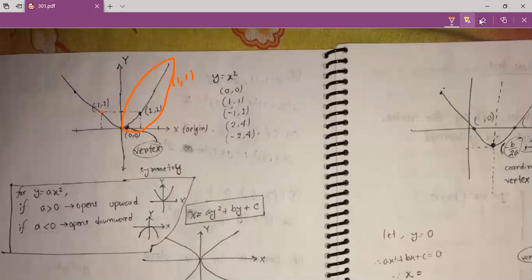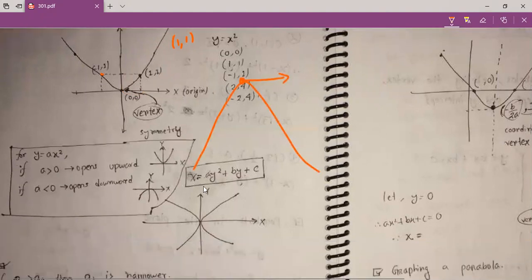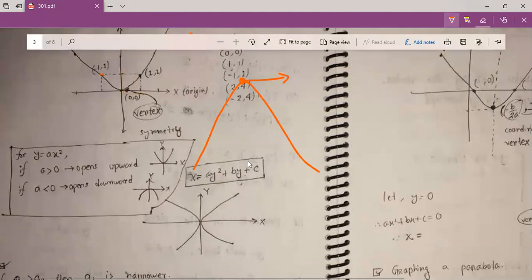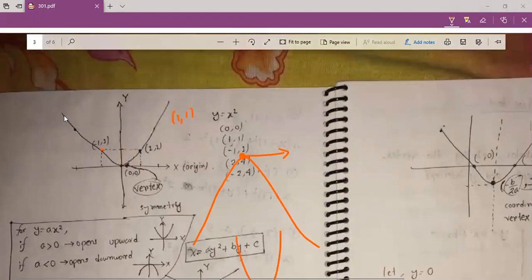So what is a vertex? Suppose this is a mountain. The vertex is the top point of the mountain. Or suppose this is a pond. Then the vertex will be the lowest point, the deepest point of this pond. So here in this graph, the vertex is here, (0, 0). And we do not have any x or y intercept here for this parabola.